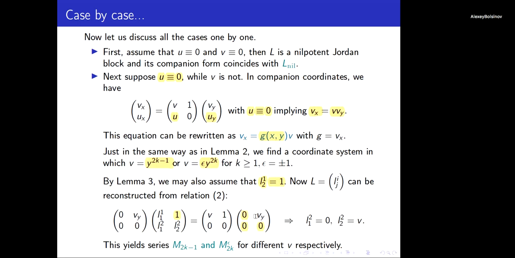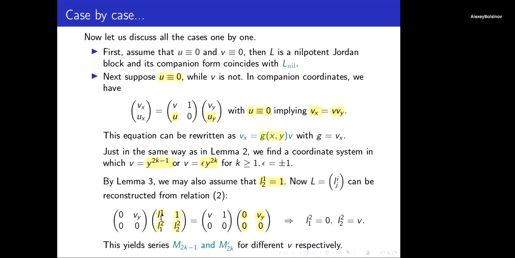So these components: the derivative with respect to X is zero, the derivative with respect to Y is something. So I have this relation, and from this relation, I see that this component L21 of my matrix vanishes. This component L22 will be equal to V. L11, I don't have any relations from this equation for L11, but I know that in my matrix L, the trace equals V. But if the trace equals V, and L22 equals V, then L11 is zero.